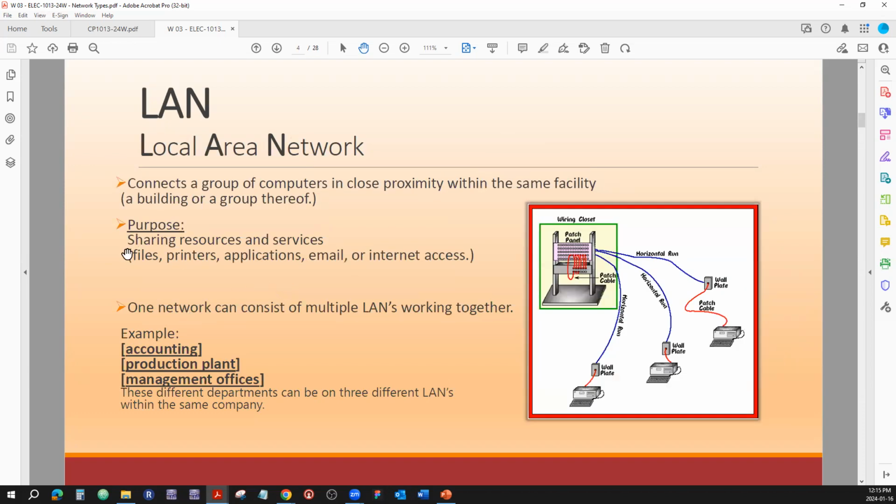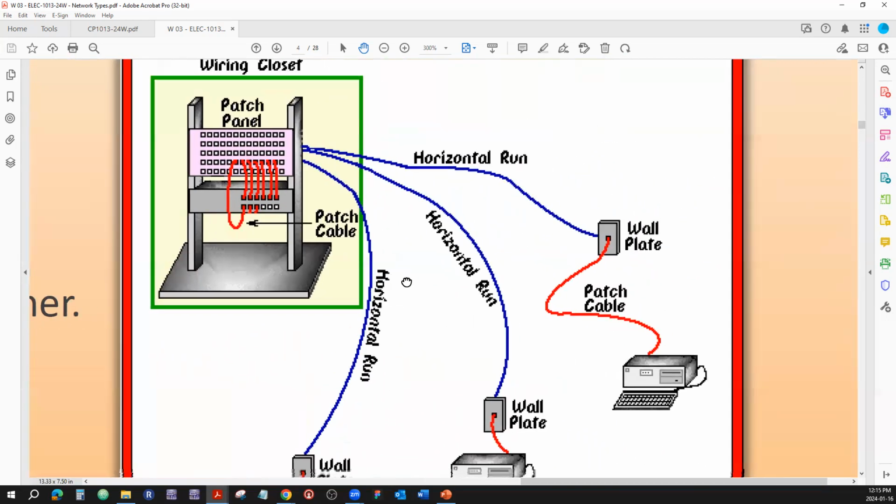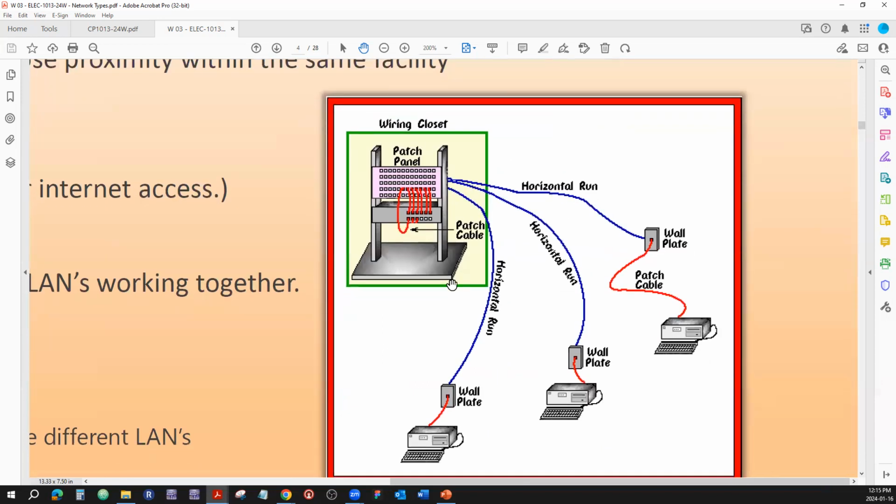The purpose of the LAN is to share resources and services such as files, printers, applications, email, or internet access, and the list can go on. Now, this is the basic type of scenario of a LAN. What do we have?